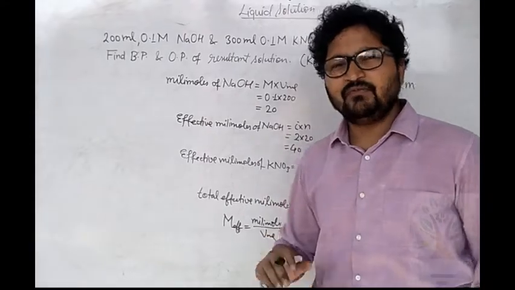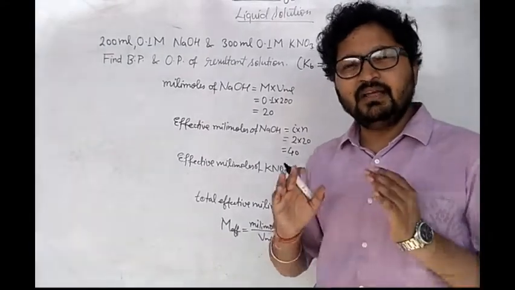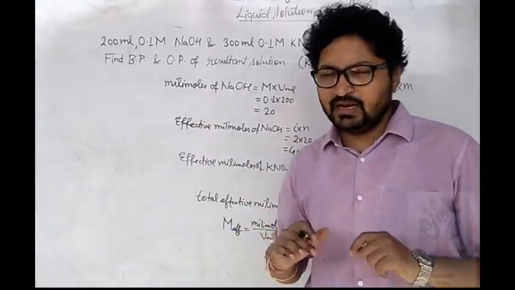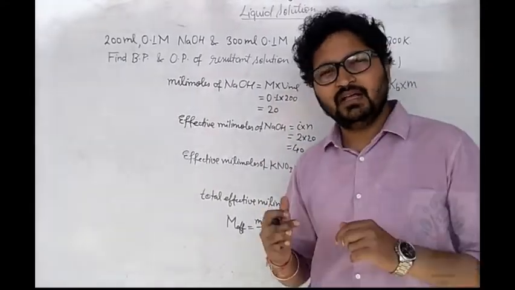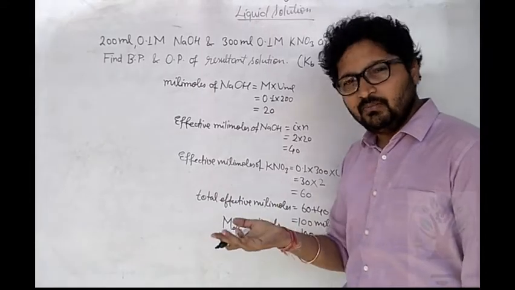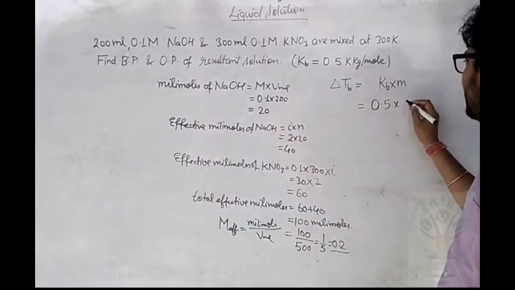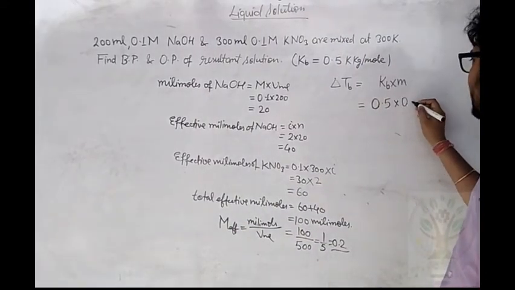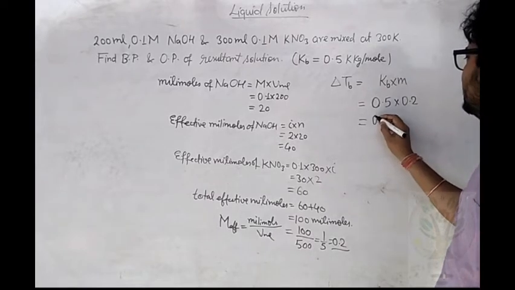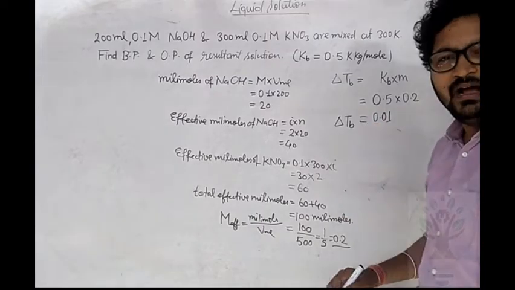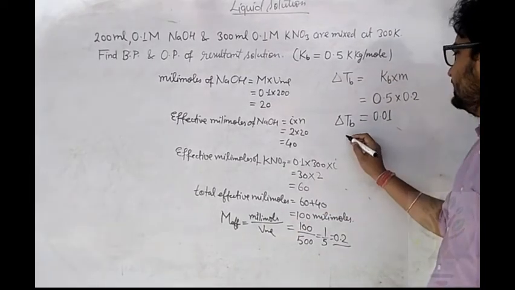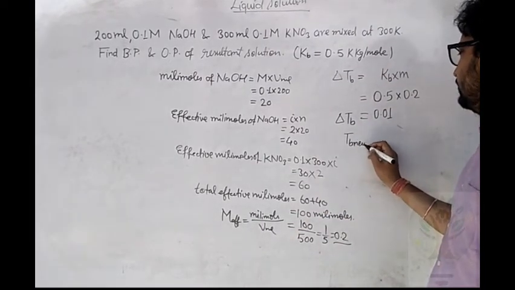But I told you, if no data about molarity is given, we will take molarity equals to molality. If no data about density or conversion of molarity is given, let's take molarity equals to molality. So 0.5 multiplied by 0.2 will come as 0.01. This is the value of Delta TB. Now what will be the TB new?